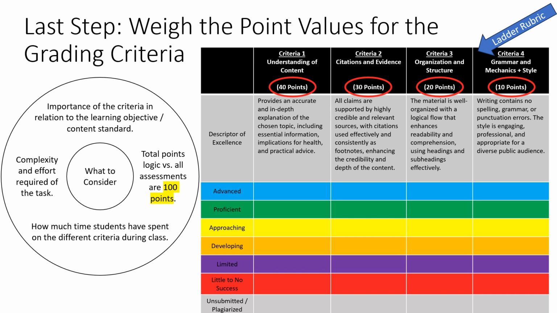So for this teacher's ladder style rubric, let's assume that she makes all of her assignments worth 100 points. You then just want to make sure that you weigh the points in a way that they all add up to 100. Notice how the two most heavily weighed categories here are understanding of content and use of citations and evidence.